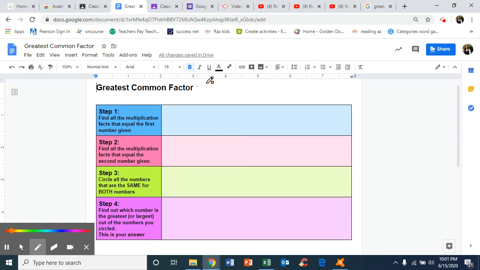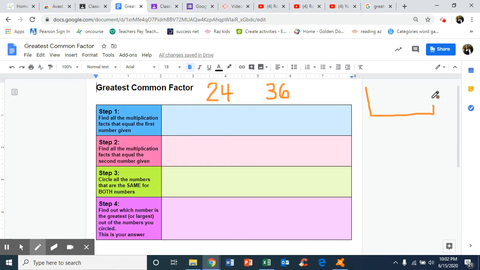So if we are finding the greatest common factor for the numbers 24 and 36. And our final answer we'll put in a box, which we don't have yet. So step one is find all the multiplication facts that equal the first number given, which is 24.